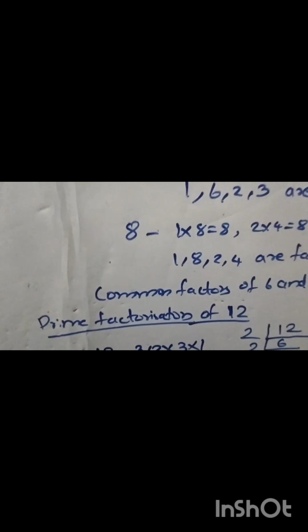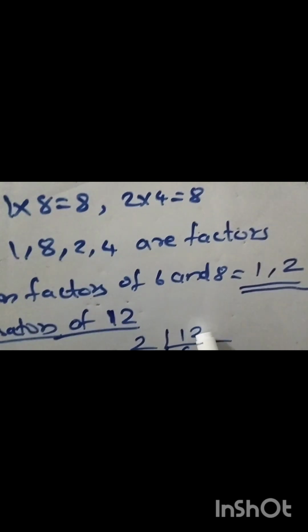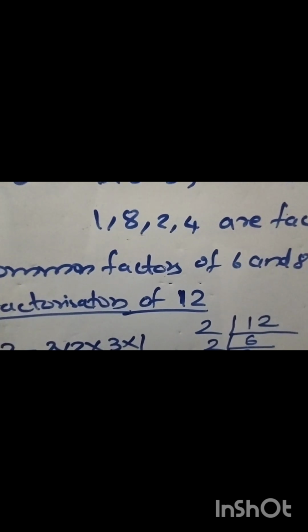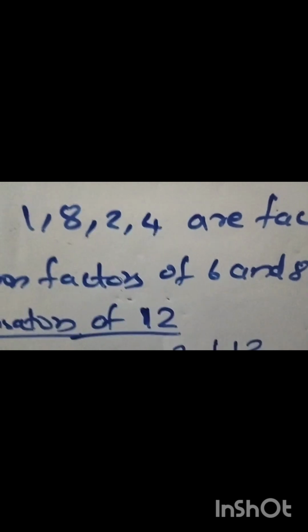How can we find the prime factorization of 12? So how can we divide 12? Draw 12 like this. Then use the prime numbers, because prime factorization is done by prime factors. That is, the factors should be prime numbers. So first take the number 2, a prime number. Can we divide 12 by 2 completely? Yes, we get 6. So write 6.